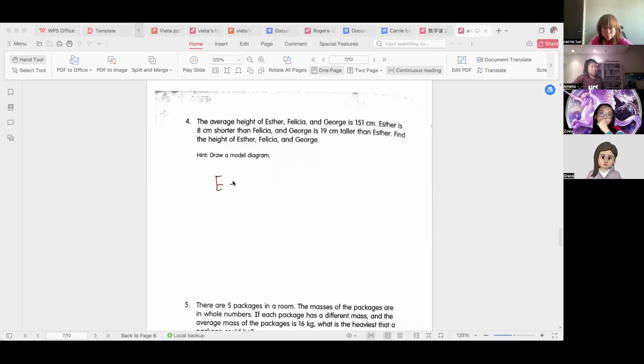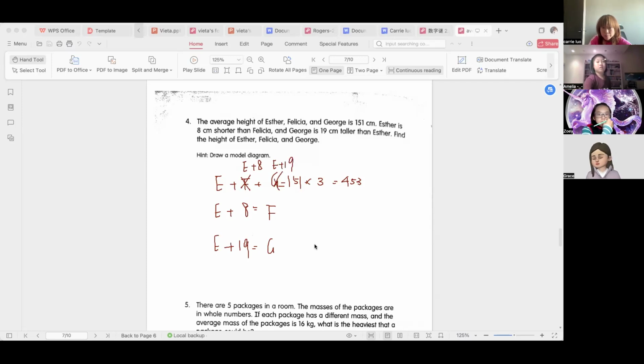So Esther plus Felicia plus George is 151 times 3, which equals 453, correct? Everybody, do you get it? Because Esther plus 8 equals Felicia, so Felicia can be rewritten as Esther plus 8, correct? And George is 19 taller, so George equals Esther plus 19. So we can put Esther plus Esther plus Esther plus 27 equals 453.